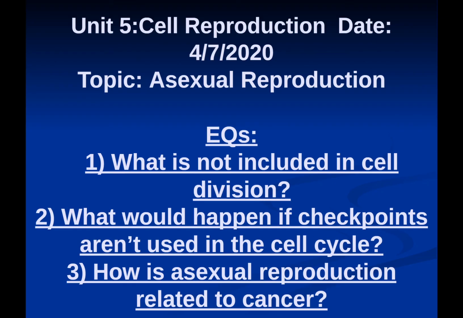So before we get started, first, here's your EQs of the day. Go ahead and write it down on a scrap sheet of paper and a pencil. Number 1, what is not included in cell division? 2, what would happen if checkpoints aren't used in the cell cycle? And 3, how is asexual reproduction related to cancer?